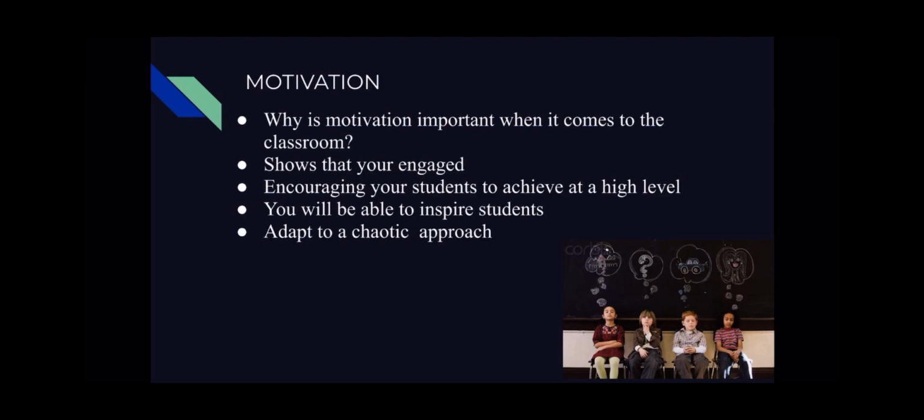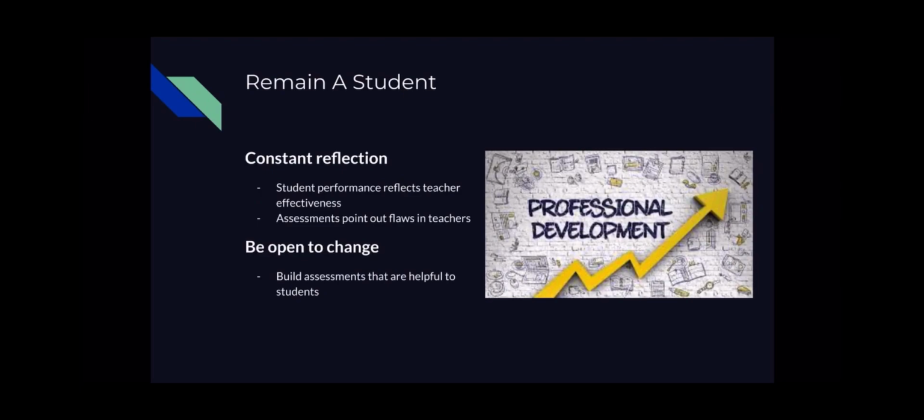We have a mutual understanding. The next thing I want to say when you're assessing your students, the one thing that I was told in both of my field experiences, is that you must remain a student. When you're assessing your students, that's a reflection of you. That's a direct reflection. So you're really assessing your teaching style. So do constant reflection. That's one tip that I have. Do constant reflection, because your student performance will reflect your teacher effectiveness.